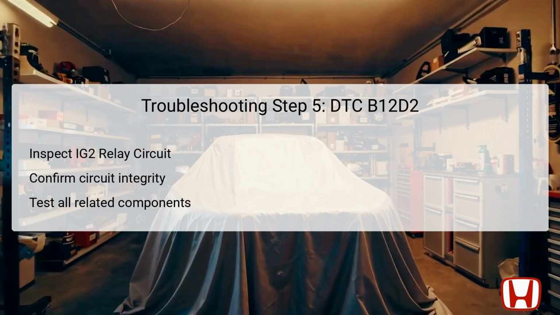The final troubleshooting step examines the IG2 relay circuit if the previous inspections indicate normal conditions. This circuit plays a vital role in managing power distribution to various electrical components, and any faults discovered here could be the root cause of the DTC. A thorough inspection will confirm whether any disruption within the IG2 relay circuit exists.